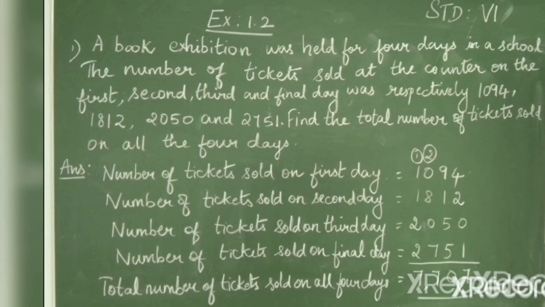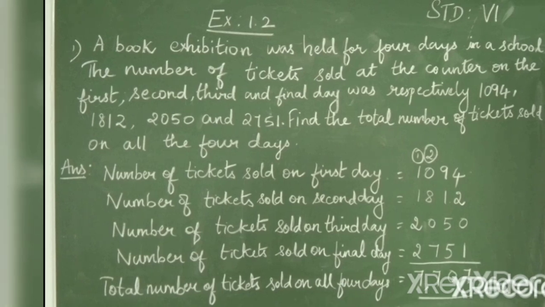Now coming to exercise 1.2. A book exhibition was held for 4 days in a school. The number of tickets sold at the counter on the first, second, third and final day was respectively 1094, 1812, 2050 and 2751. Find the total number of tickets sold on all 4 days. So here we have to find the total. What is the meaning of total?